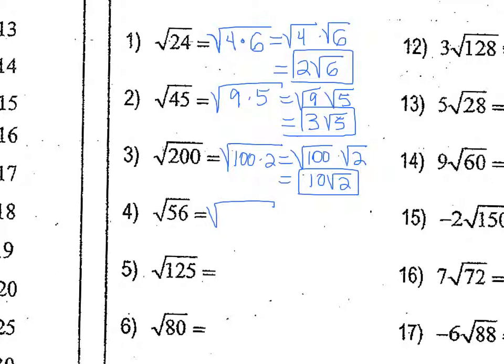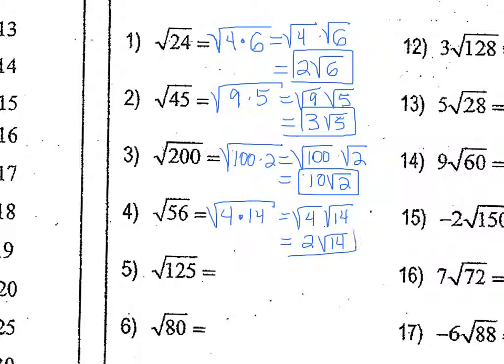56, which is the perfect square number that goes into 56? The perfect square numbers are 1, 4, 9, 16. 7 is not a perfect square number. 4. Okay, so yes it is, 4. 4 times what gives you 56? 14. Then you rewrite it as two radicals, square root of 4, square root of 14, and the square root of 4 is 2, and then the square root of 14.